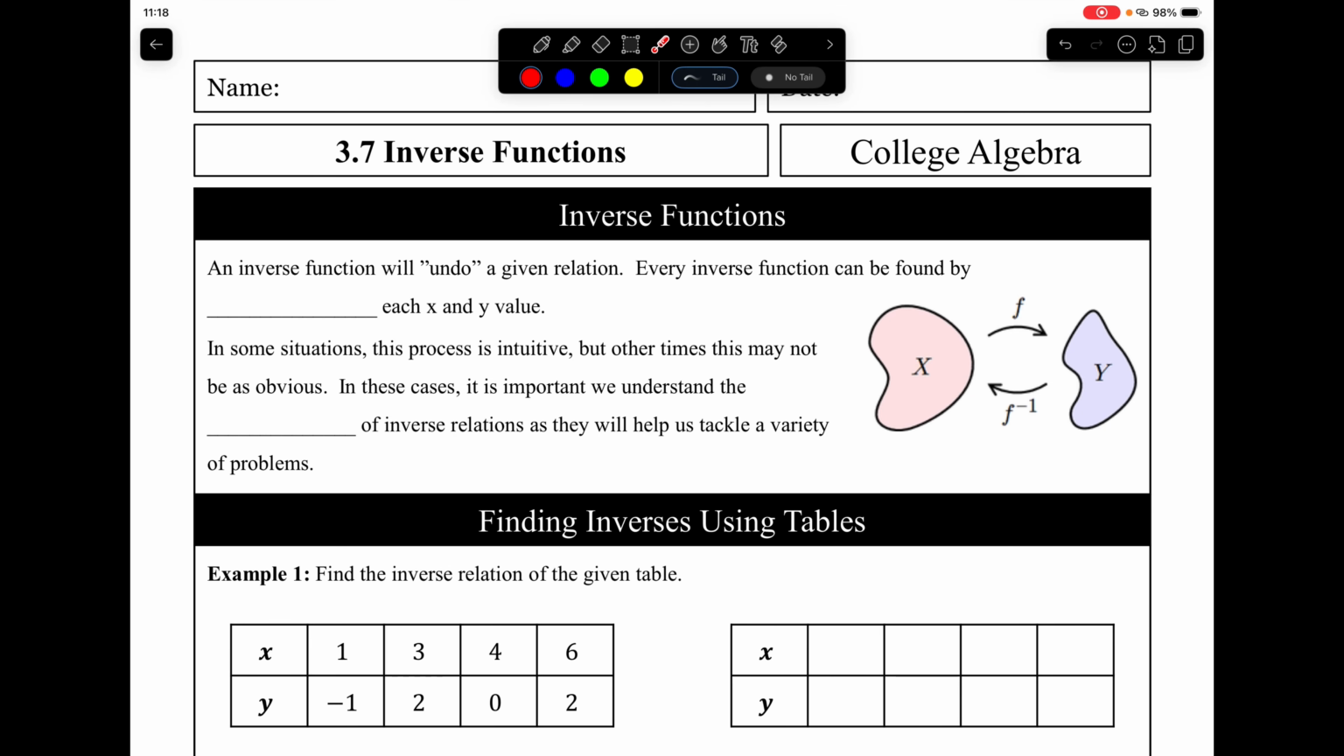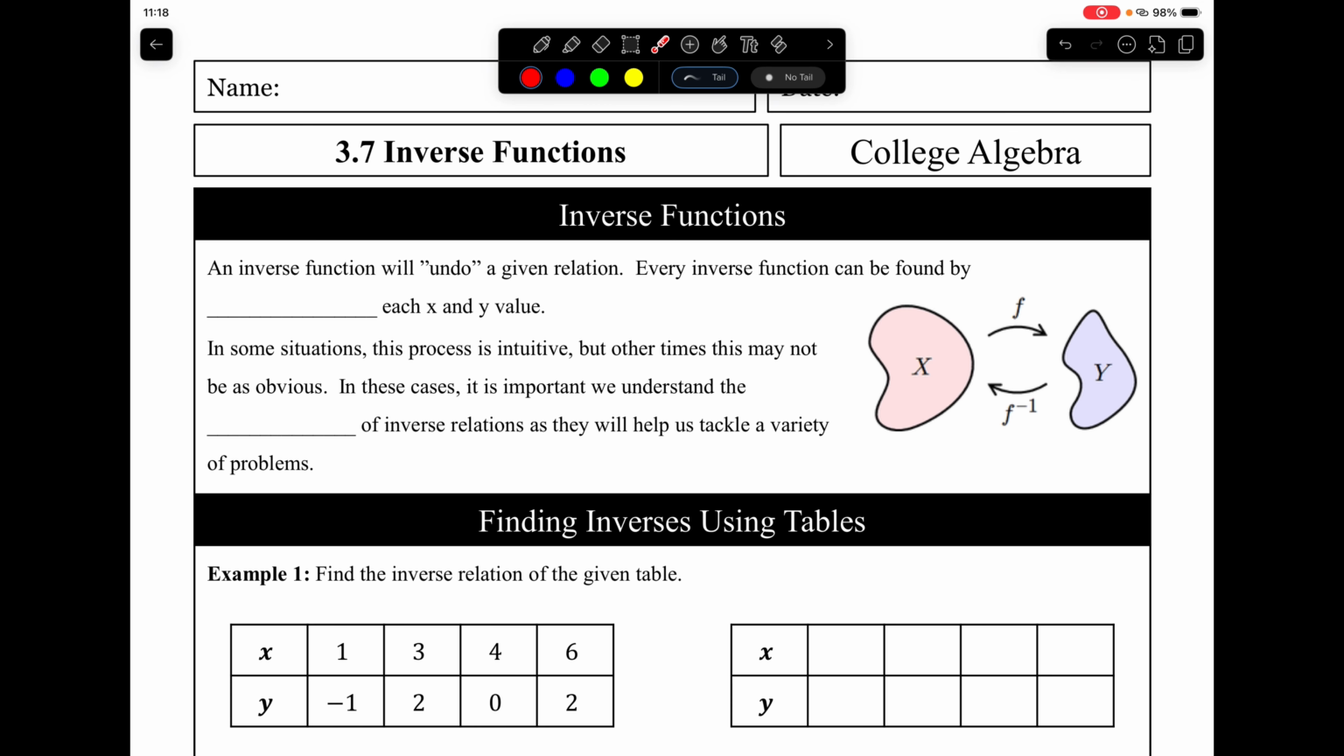In this first part of inverse functions, we're going to discuss the definition, what an inverse does. We're going to use that definition to find the inverse using tables and graphs, and also evaluate the inverse of a function using the table, using the graph, and using an equation as well. So let's begin with what an inverse is.